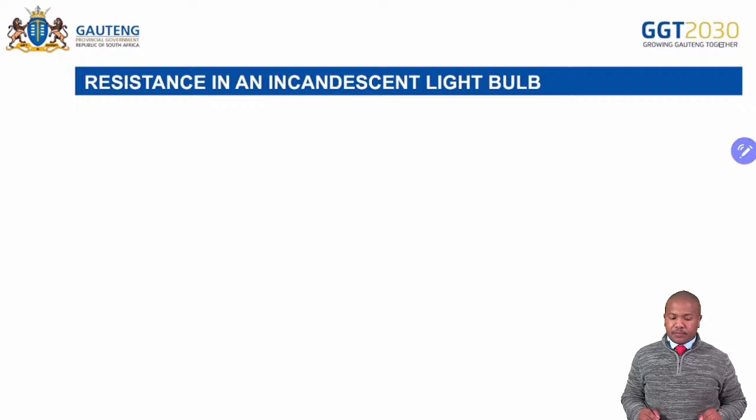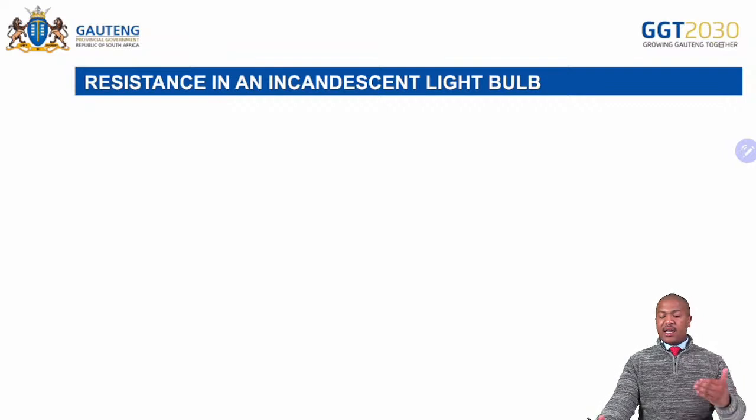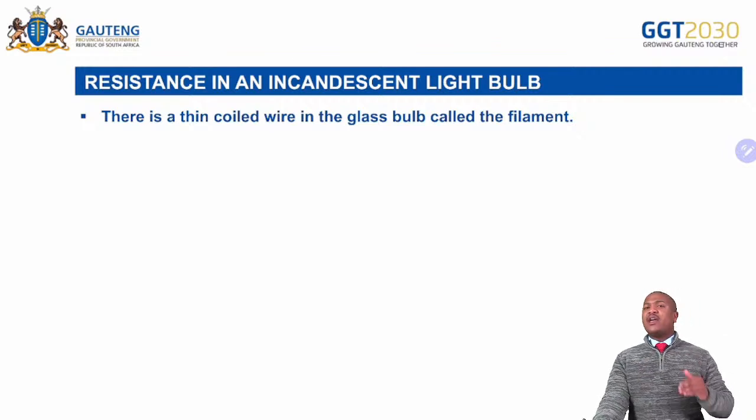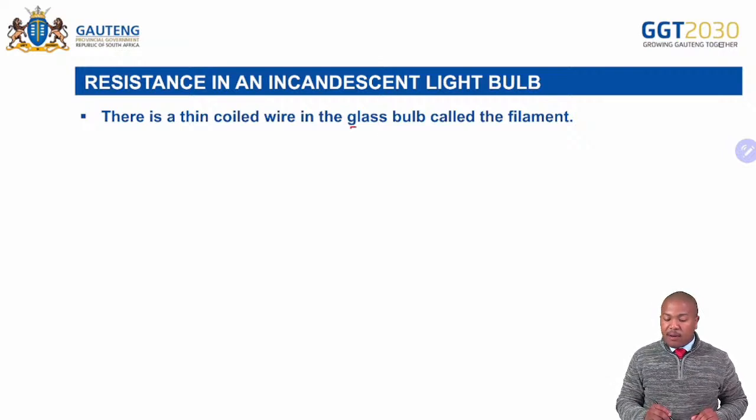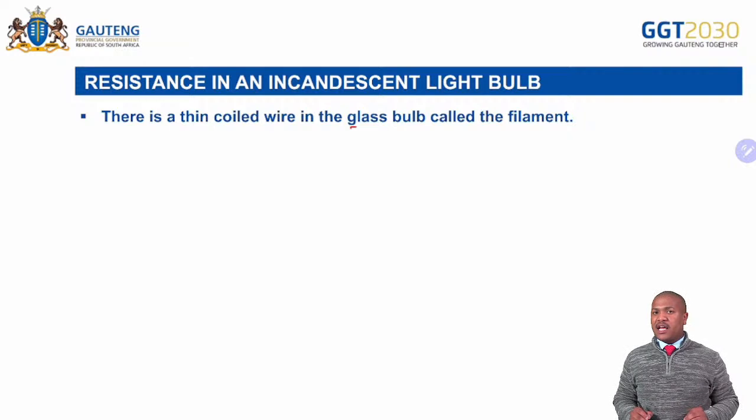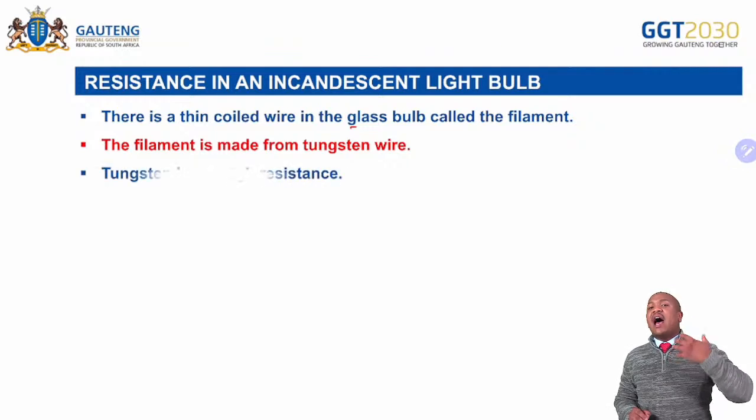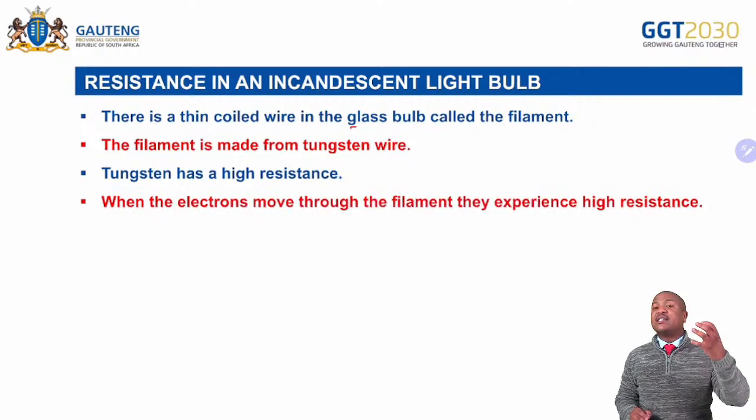Are we getting this? So now, we also have another example, which is resistance in an incandescent light bulb, the one that you are familiar with, right? The same happens here. Energy is transferred from electrical energy into another form of energy. So inside that incandescent light bulb, there is a thin coiled wire in the glass bulb called the filament, right? The filament is made up of tungsten wire, which has high resistance. So that tungsten wire is the one that brings about resistance, or the opposition of the flow of current.